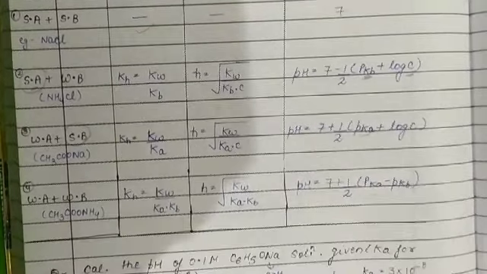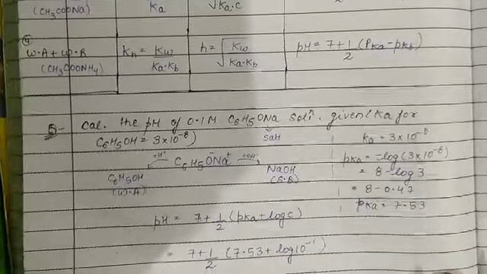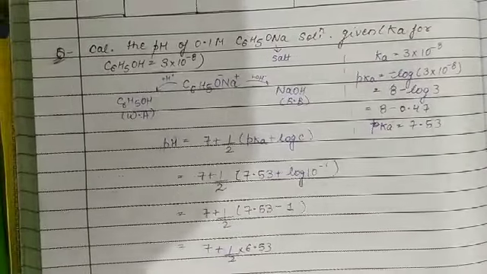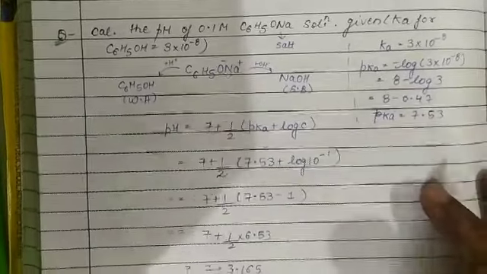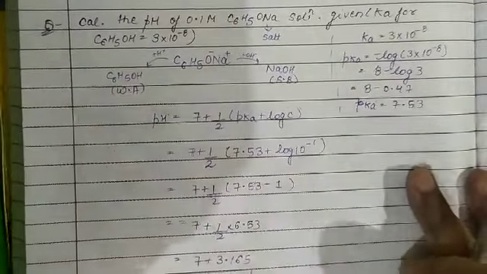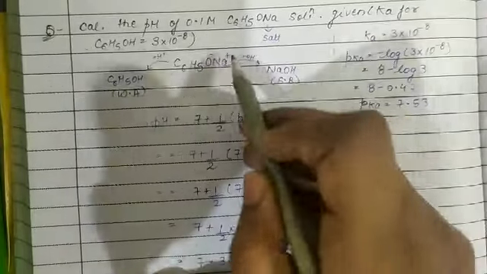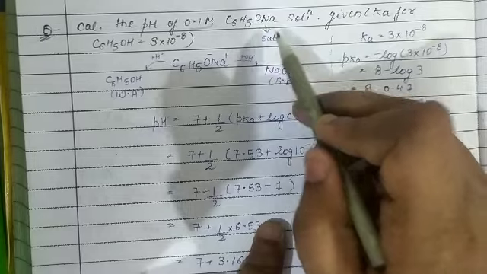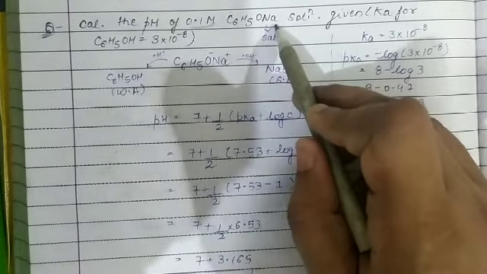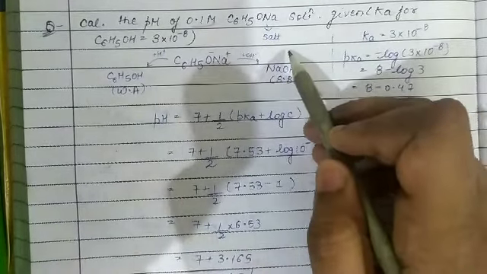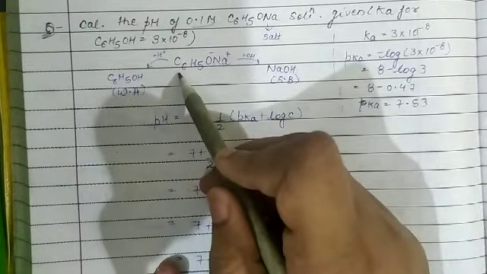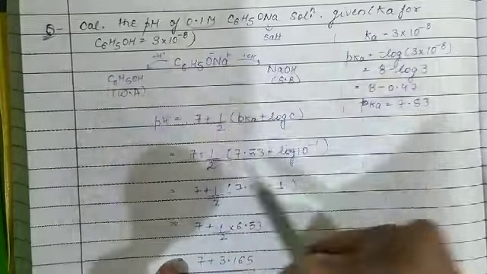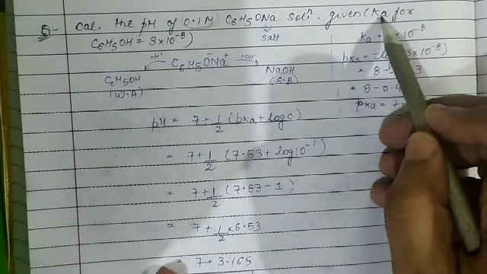Now see the numericals based on salt hydrolysis. See question number 1. We have to calculate the pH of 0.1 molar sodium phenoxide. So sodium phenoxide is a salt of phenol plus NaOH. Phenol, as we know all organic acids are weak acids. The concentration of salt is given as 0.1 molar. We have been given the value of Ka.